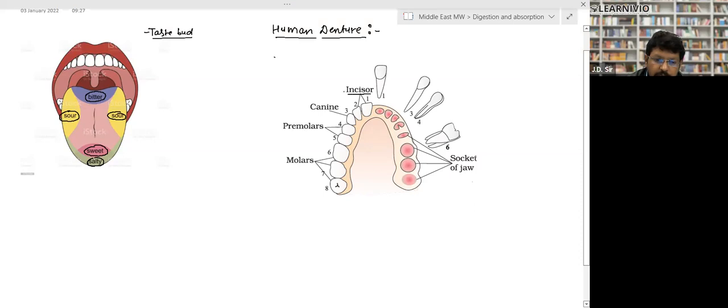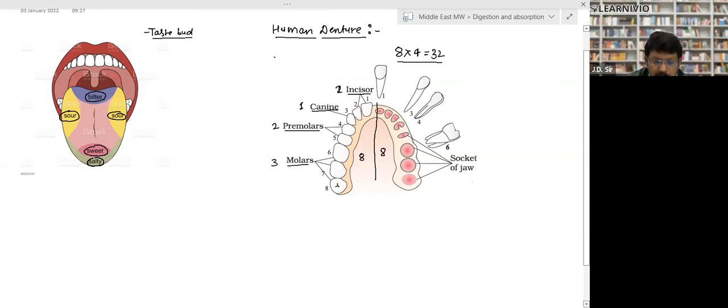The first type is called incisor. The second type is called canine. The third type is called premolar, and the fourth type is called molar, right? So look, there are two incisors, one canine, two premolars, and three molars. So in half of the jaw, there are eight teeth, right? The copy of eight teeth is found over here. So eight here, eight here, eight here, eight here. There are four sets of eight, so 8 × 4 is equal to 32. That's why we say that humans have 32 teeth, but there are four types of teeth.